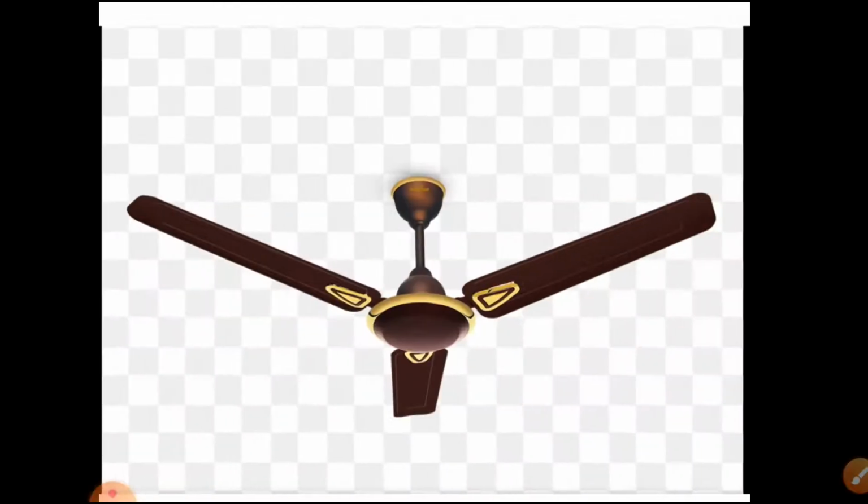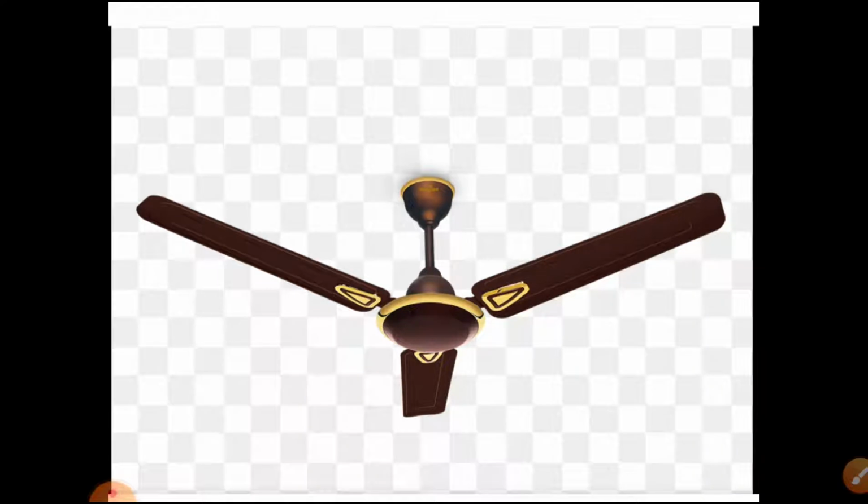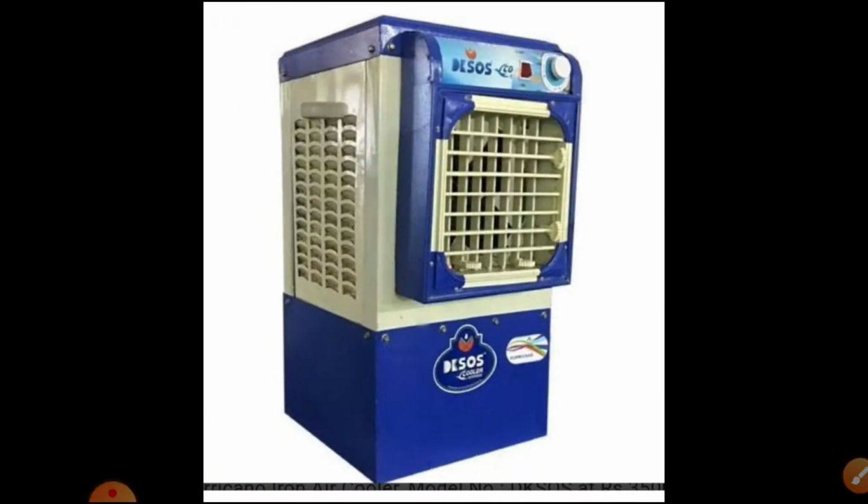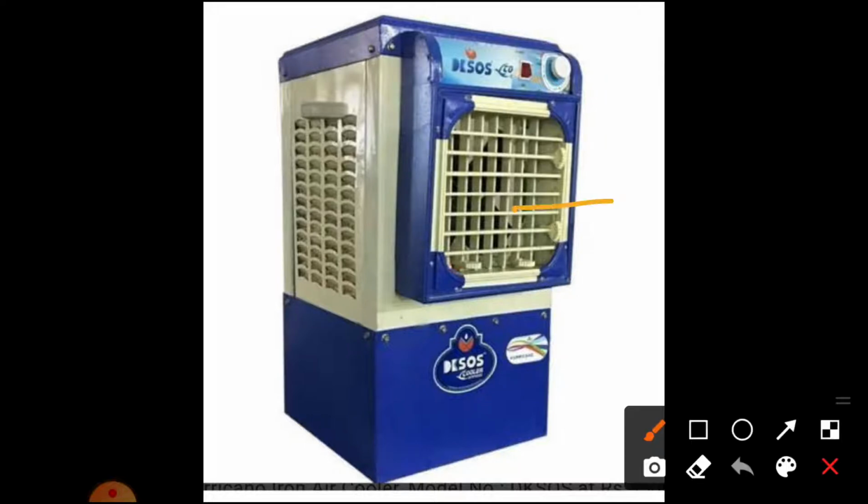Okay, so now you can see this is our very known motor. This is a single phase motor, a single phase split motor. It has two windings, starting winding and running winding. So this is also one important AC motor. And this is a cooler, a desert cooler. It has two machines, AC motors. One is a fan, another is a pump. So both are operated on AC supply.